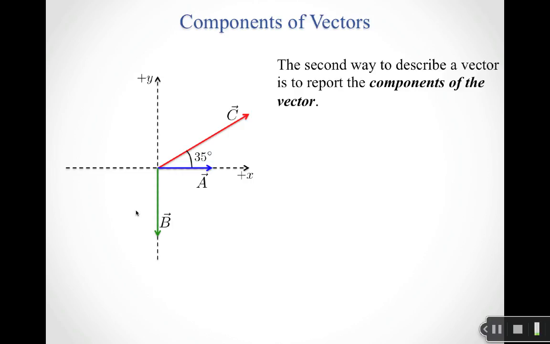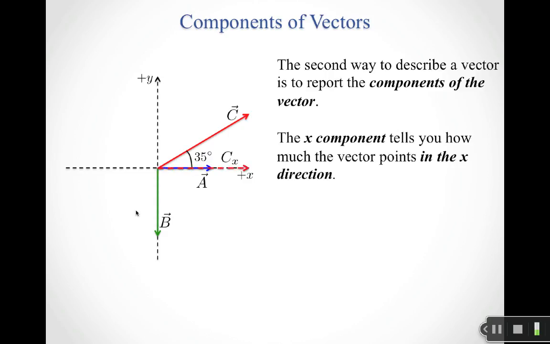Alright, so we talked about what vectors are. We've talked about one way to report them, which is to tell you a magnitude and a direction. The second way to describe a vector is to report its components. The easiest way to think about the components of a vector is that the x component tells you how much the vector points in the x direction.